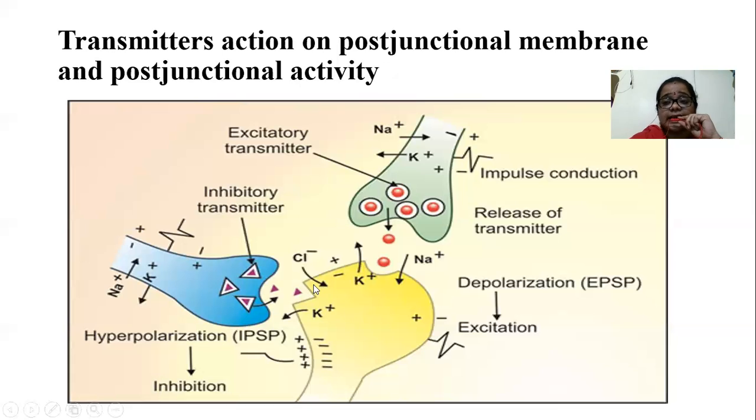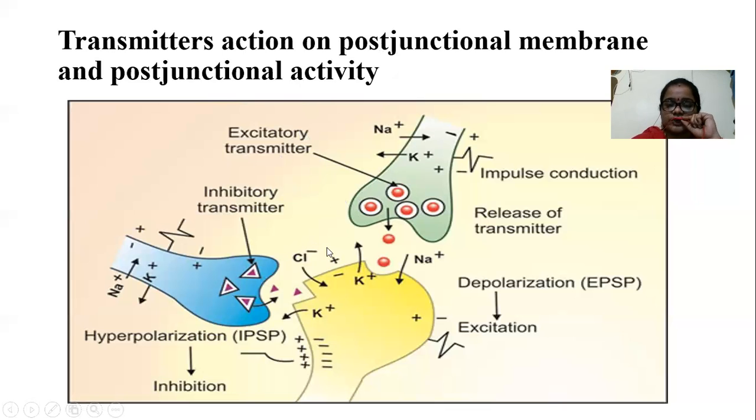So then the negative charge inside the cell increases, and with efflux of potassium ions, slowly the positive charge within the cell decreases and the negative charge within the cell increases. It may lead to what? Hyperpolarization. Then we can get inhibitory effects, like muscle relaxation and a decrease in glandular secretion. So this one is the transmitter action on the post-junctional membrane, or postsynaptic membrane, and postsynaptic activity, depending upon the release of the neurotransmitter.